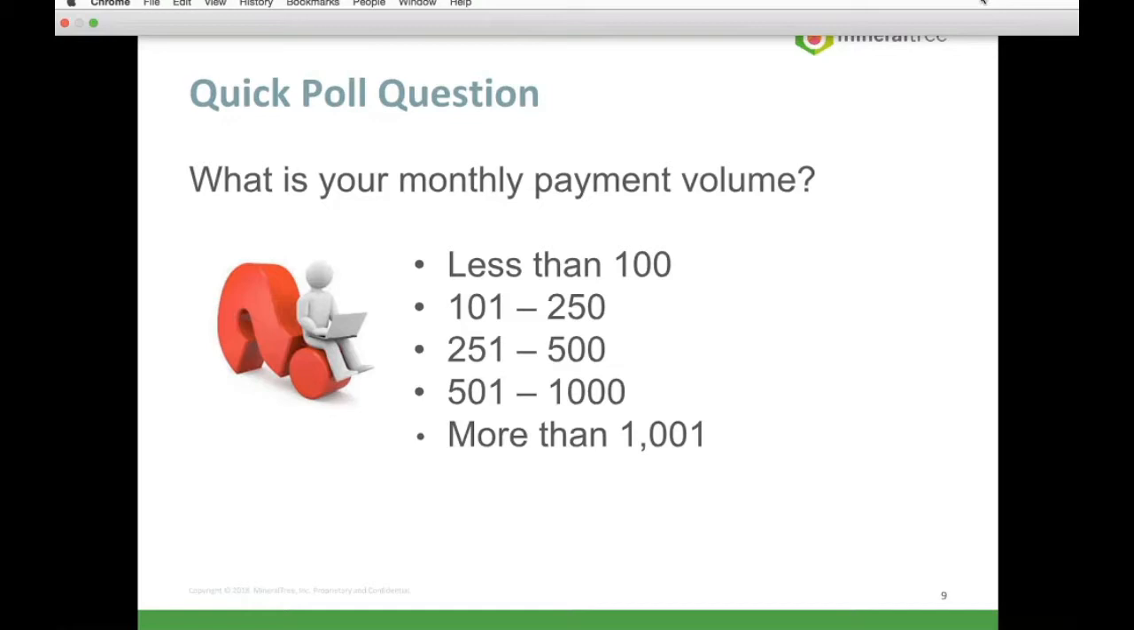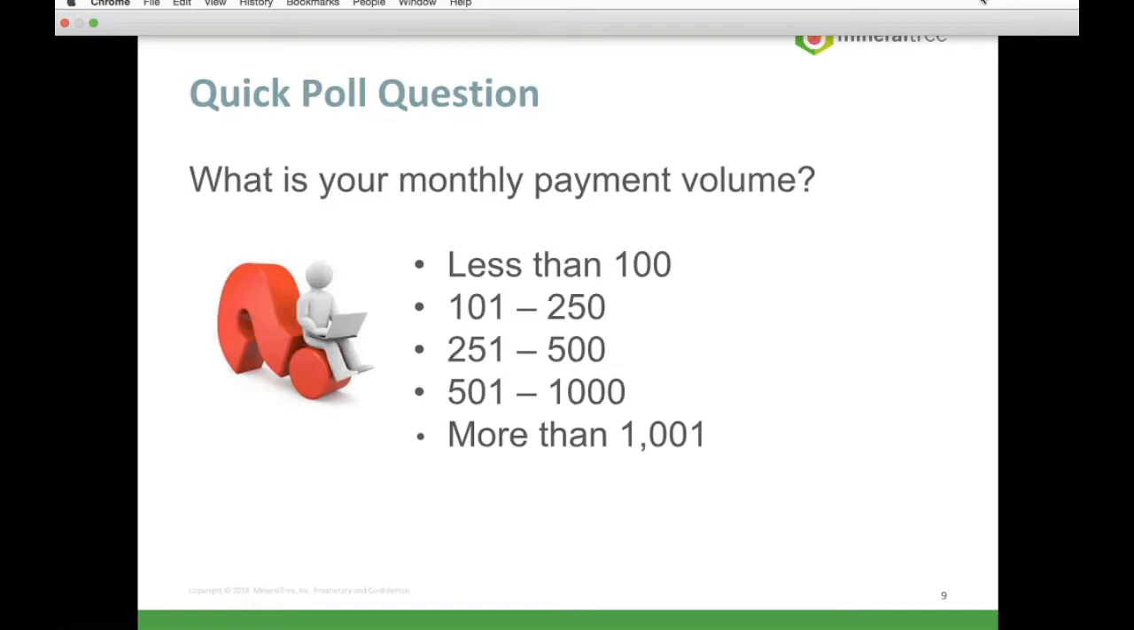Okay. All right. So what is your monthly payment volume? 4% said less than 100. 8% said 101 to 250. 8% said 251 to 500. 24% said 501 to 1,000. And then 12% indicated that they process over 1,001 per month. Great. Yeah, really helpful to see.